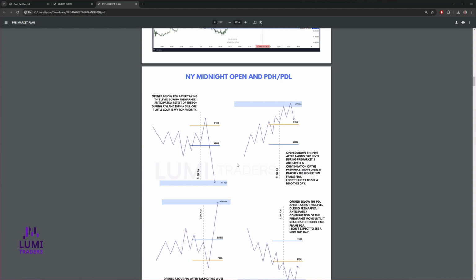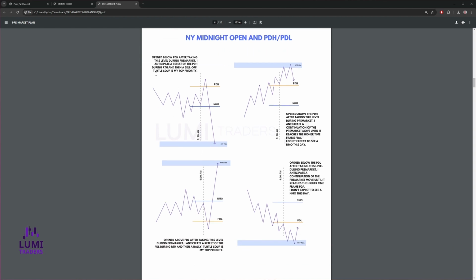Okay, let's look at two examples right here. The first example is the market opened below previous day high after taking this level during pre-market. This means before 9:30 a.m. the market took out previous day high level, right? During pre-market, as I said right here. I anticipate a test of this previous day high level during RTH, meaning between 9:30 and 4:14 p.m., and then a sell off. So I can call this a possible turtle soup on the RTH chart.